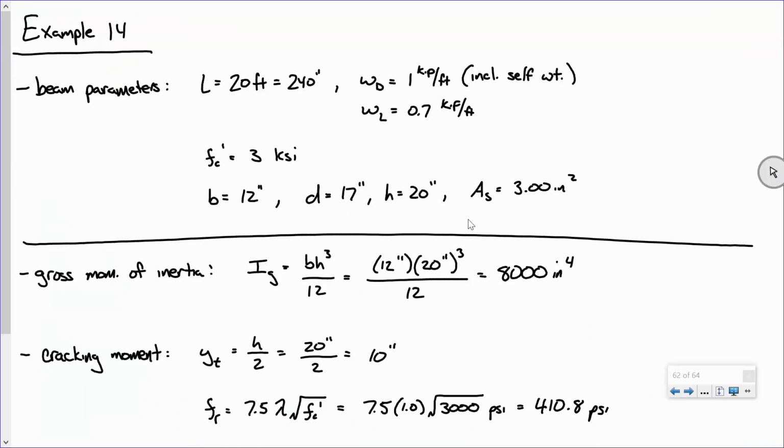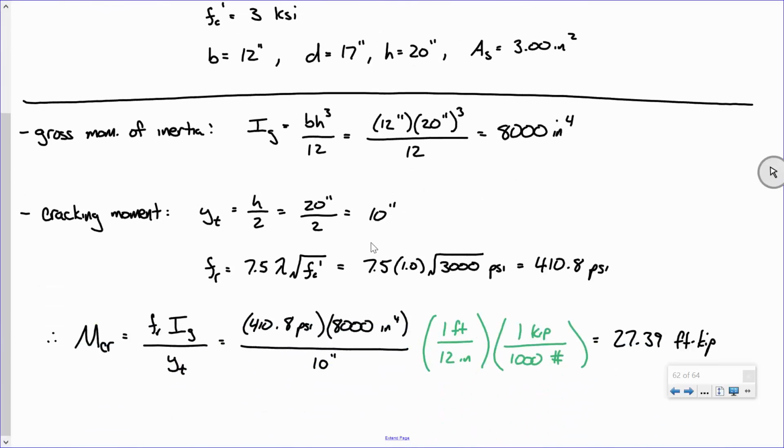Okay, so we go through, we listed the parameters, here's all the beam dimensions and what have you. We've got the gross moment of inertia, that was simple. It's a rectangle. It's just BH cubed over 12. And then the cracking moment. So the cracking moment, if you recall, I know it's been a while since we've done that, but we have. Remember, it's the modulus of rupture times the gross moment of inertia over y sub t. And then remember this, 7.5 square root of FC prime. So we've got the gross moment of inertia. We got the cracking moment.